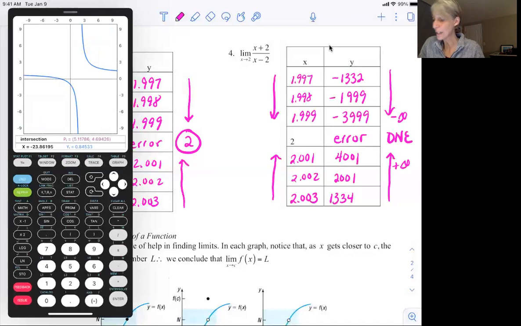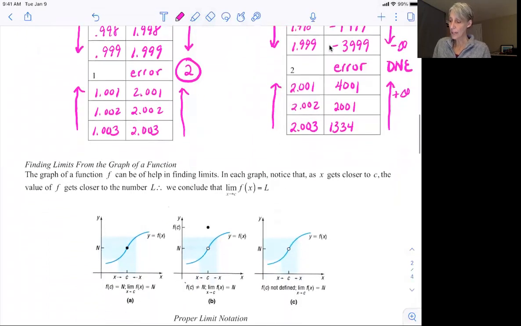When I plug in 2, I don't get an answer. And here my limit does not exist. And yes, we are going to be discussing this more. But for tonight, for this part of the lesson, I want you to just practice a couple of these limits using this method.